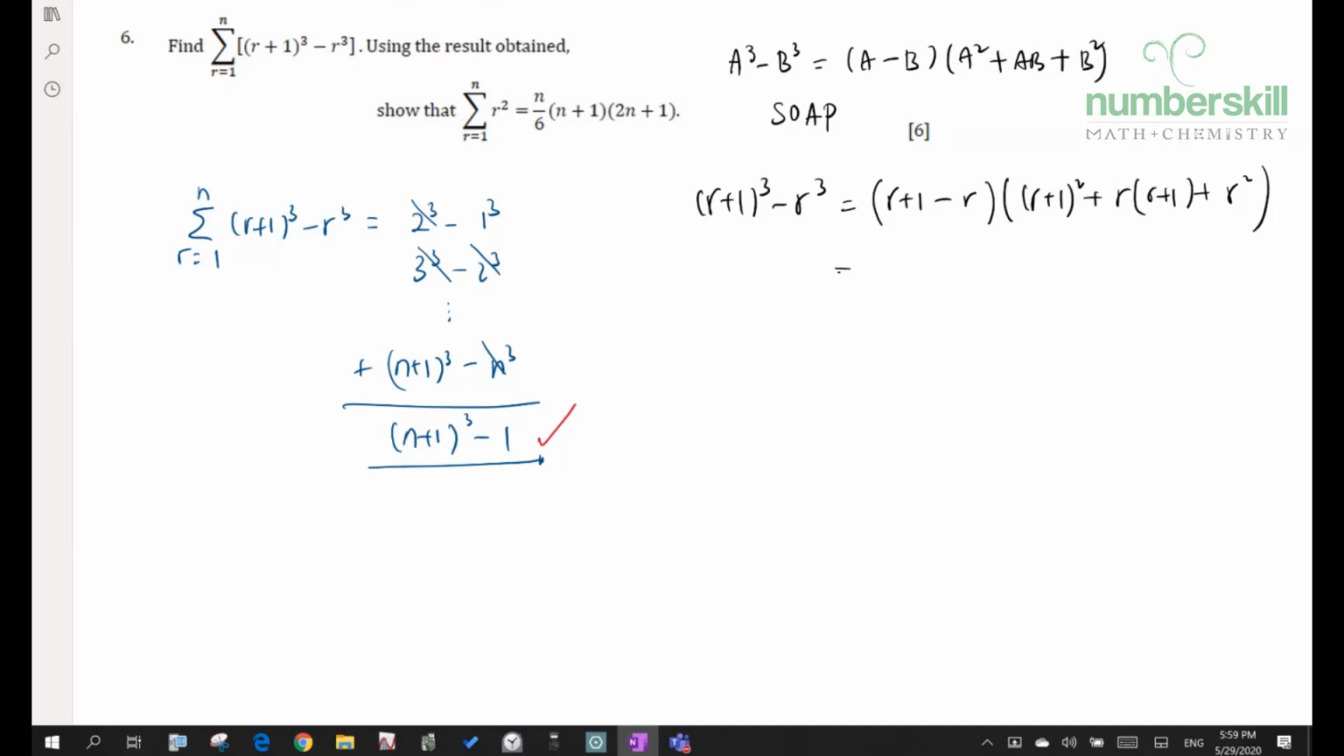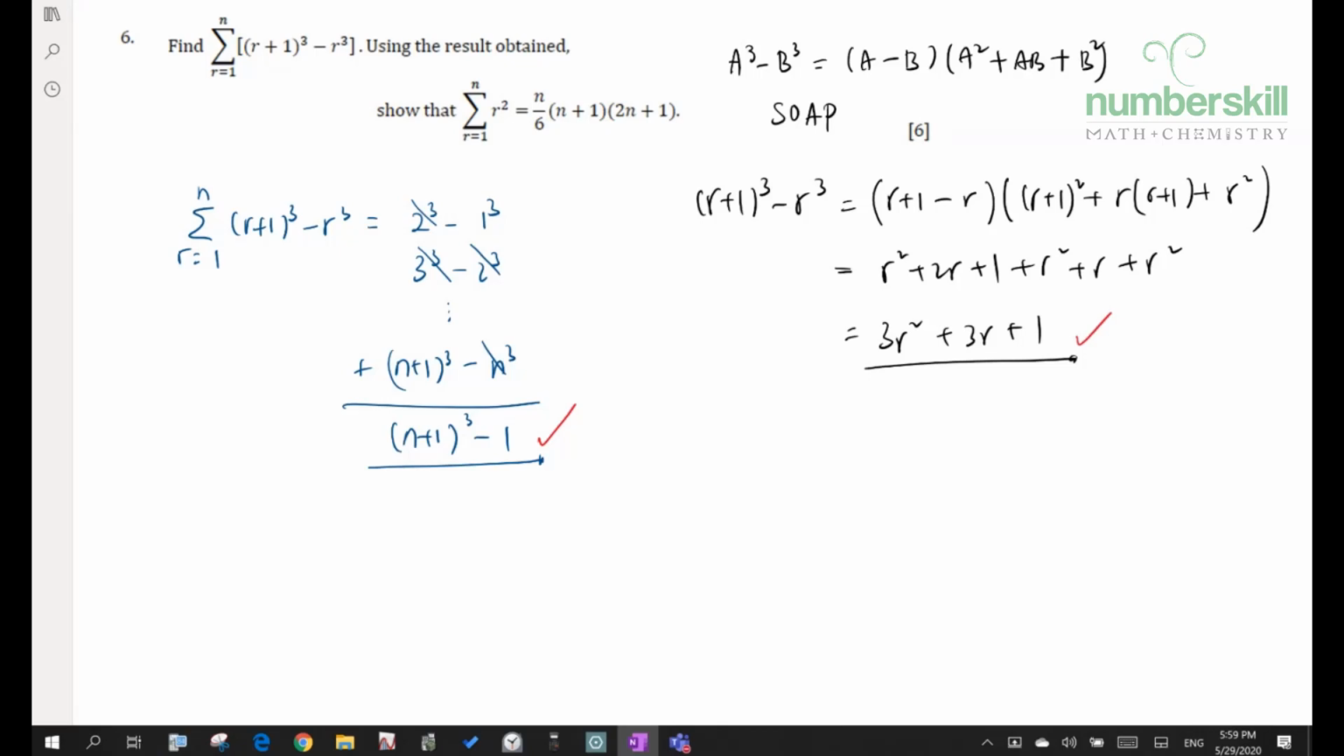The first bracket here is 1, so nobody really cares about the 1. We're going to get r squared plus 2r plus 1, plus r squared, plus r squared. Oh, what the heck? This is very confusing already. 3r squared plus 3r plus 1. Ta-da! After you expand and simplify, this deserves 1 mark.